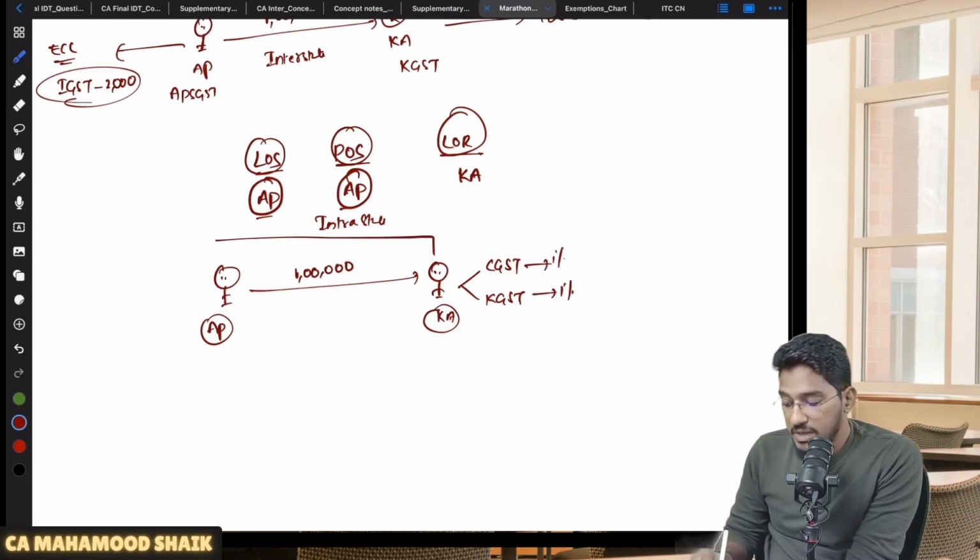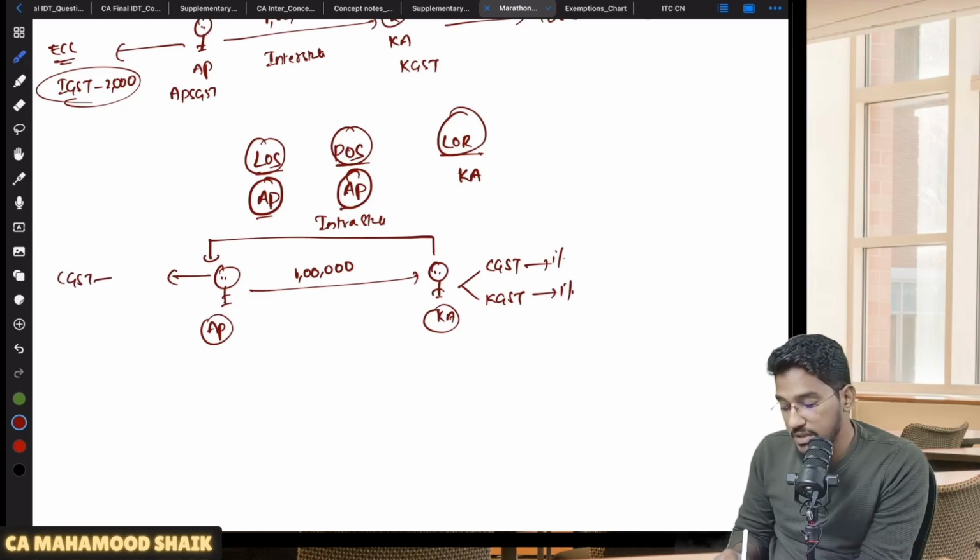Now this amount is required to be claimed by the supplier in his electronic cash ledger. So CGST he can claim, no trouble. CGST 1% he can claim in his electronic cash ledger.